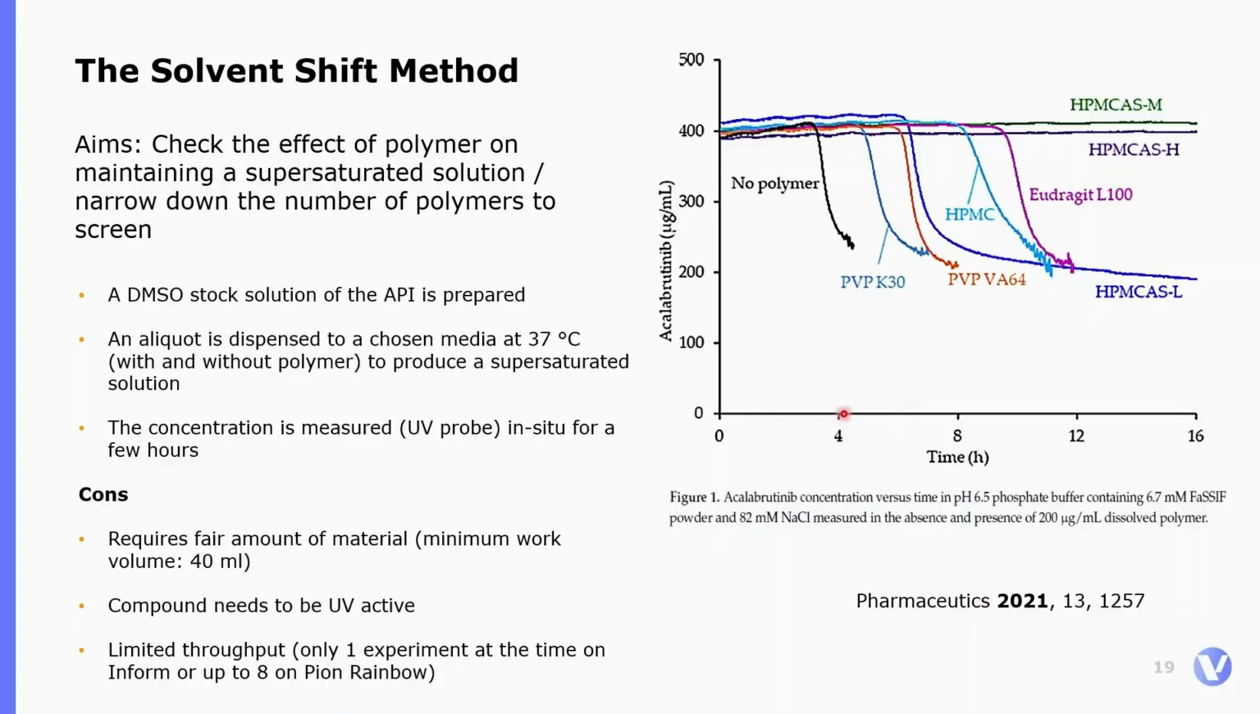In this example shown here, you can clearly see how commonly used polymers performed compared to a blank sample without polymer, with HPMCAS medium grade and high grade emerging as the best stabilizer. Typically, the solvent shift method is carried out using the Inform or Rainbow system from Pion. However, this approach comes with some limitations. The compound must be UV active, and it requires a relatively large amount of material since the working volume is around 40 milliliters, and the overall throughput can be somewhat limited.